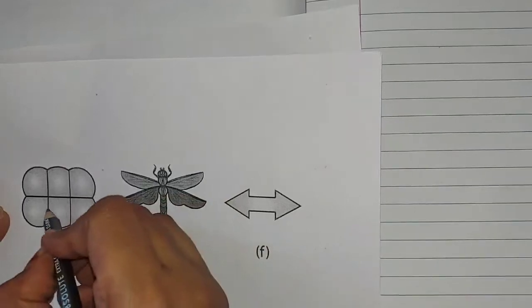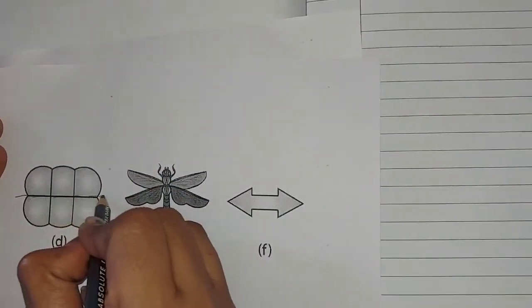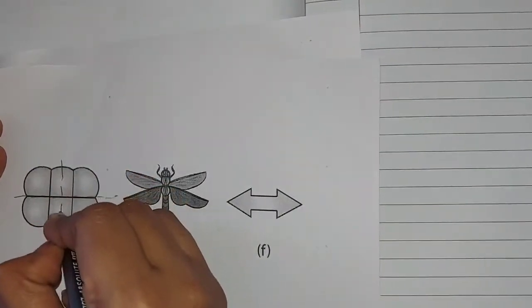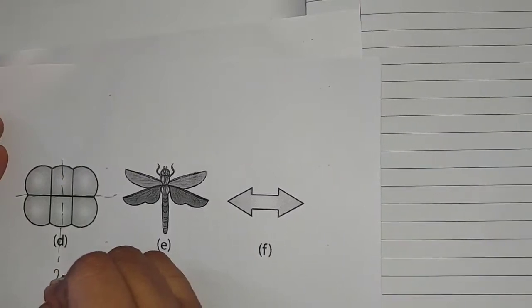Question number D. In question number D, this is the shape given. So here this is 1 line of symmetry, and here this is the 2nd line of symmetry. So how many lines of symmetry are there? 2 lines of symmetry.